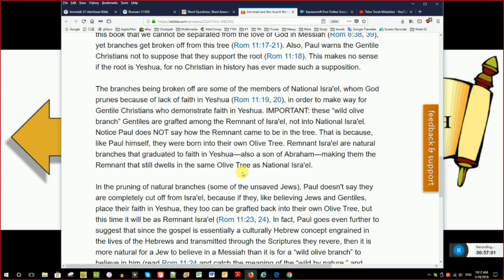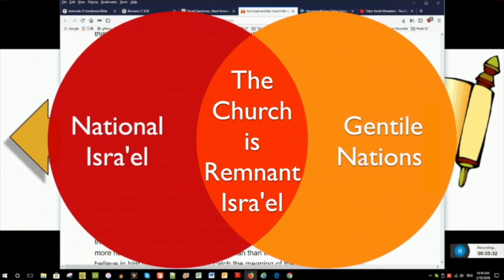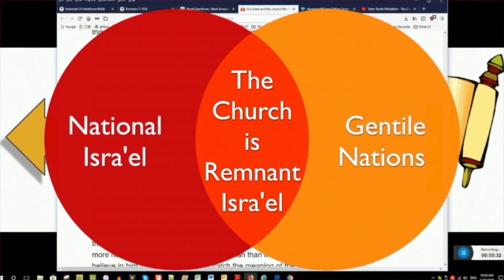So that is my understanding of how we can identify Israel, the nations, and remnant Israel. So in that answer, in that little description, who is the church? Well, it's easy. The church is actually remnant Israel. That's who the church is.